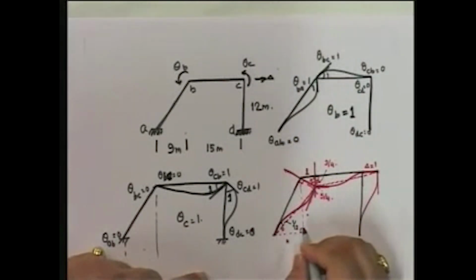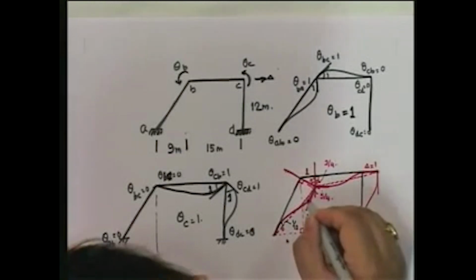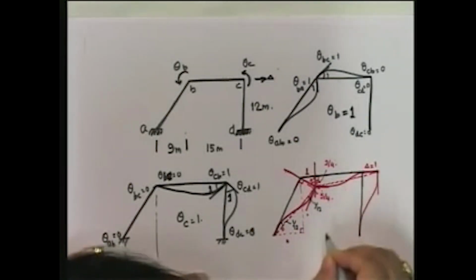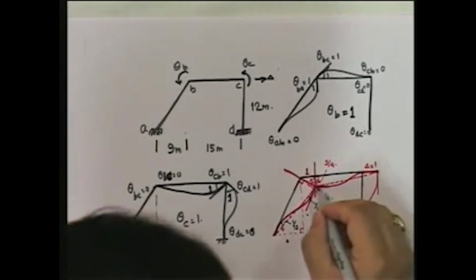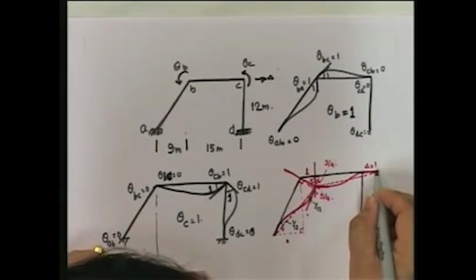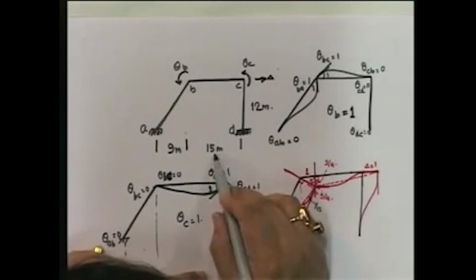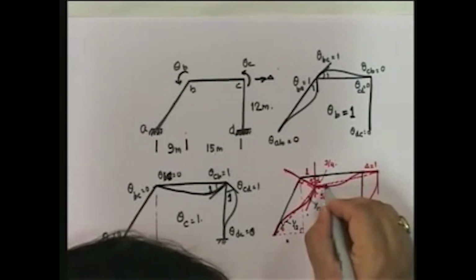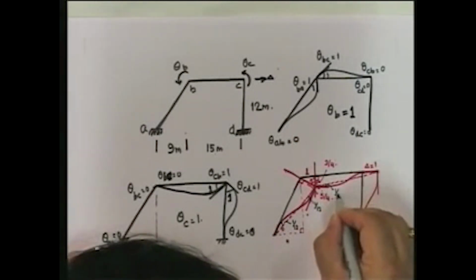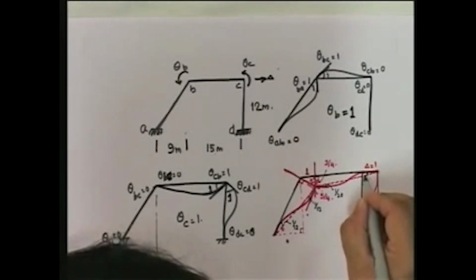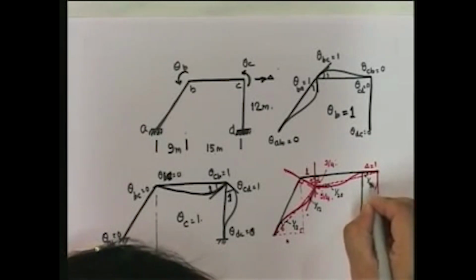Okay? So if this is 1 by 12, similarly here also this is 1 by 12. Let's look at this one. This is 3 by 4, and the length is 15. So 3 by 4 by 15 is equal to 1 by 20, this angle. Similarly, this angle is 1 by 20.